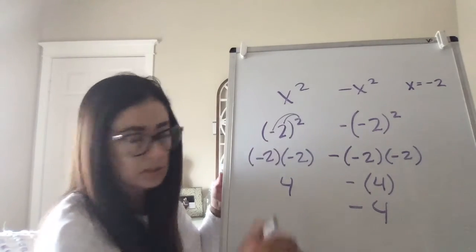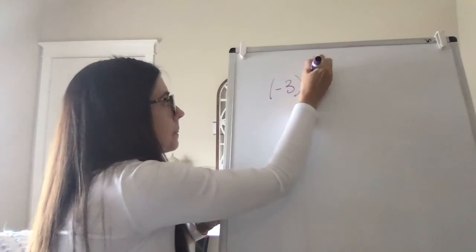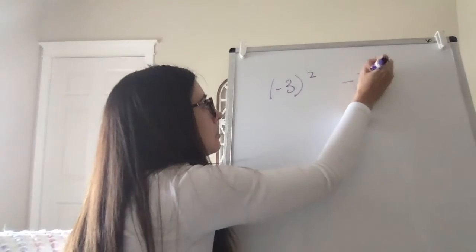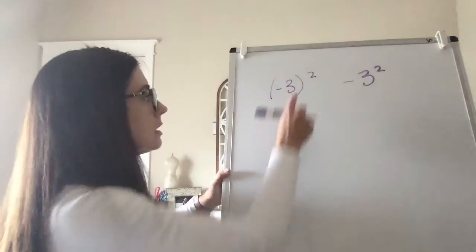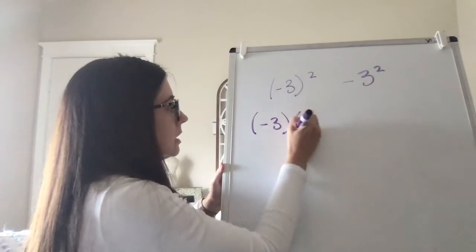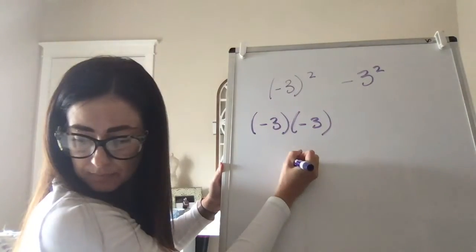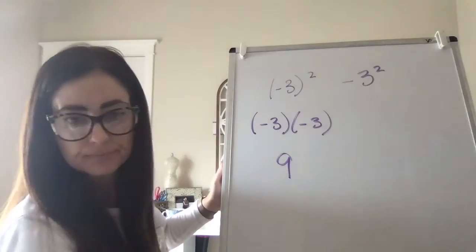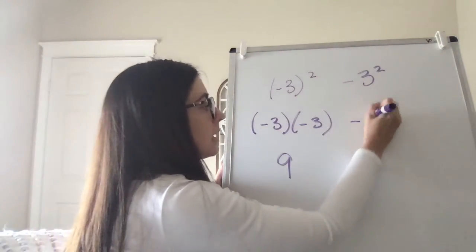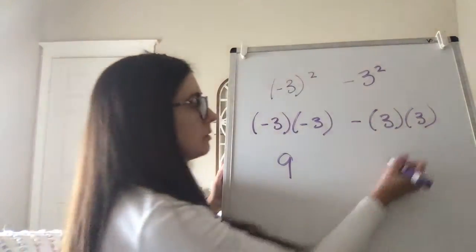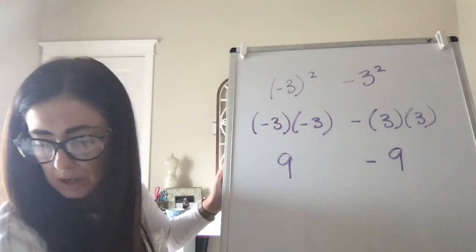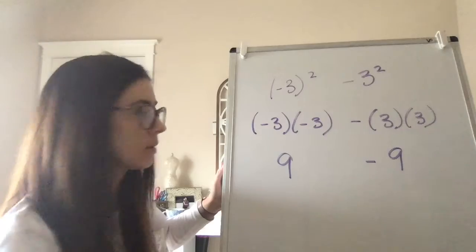So let's do a couple more examples. So they give us negative 3 squared and negative 3 squared, okay? So remember, we did this last week. This means negative 3 times negative 3, which means 9. This means negative 3 times 3. 3 times 3 is what? 9. And we bring our negative symbol down. Okay, so that was another little review.